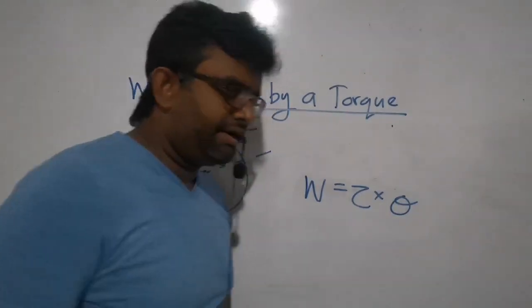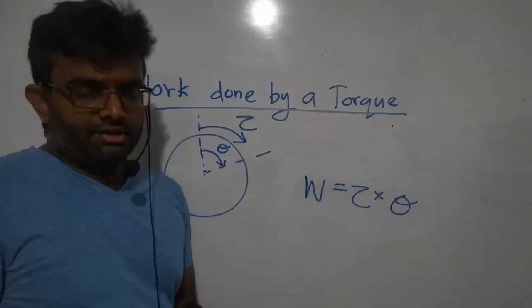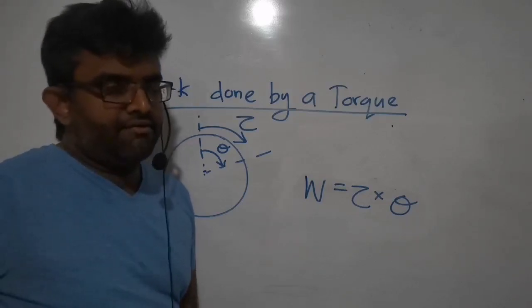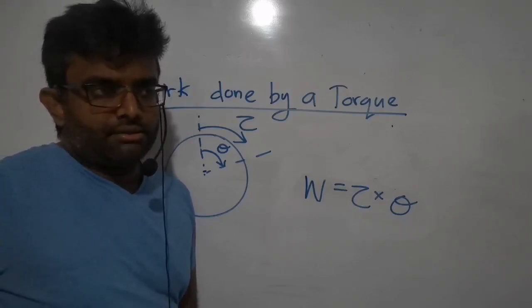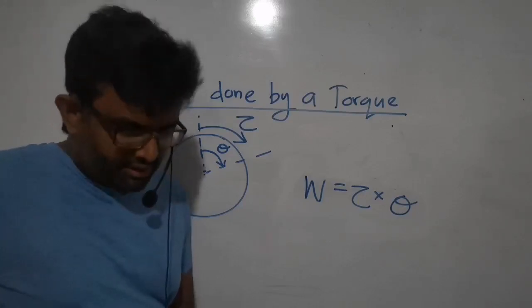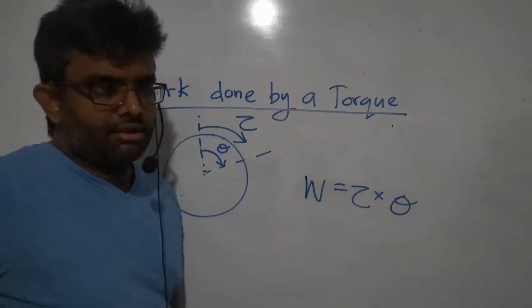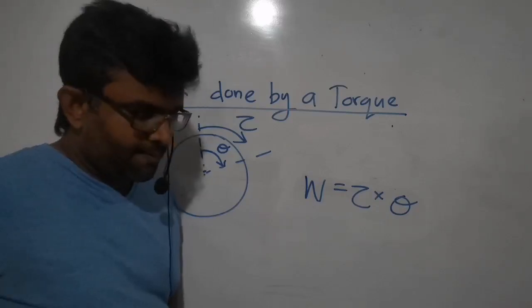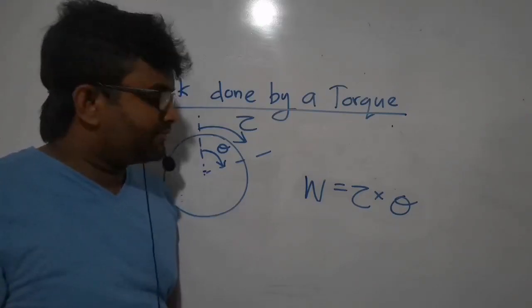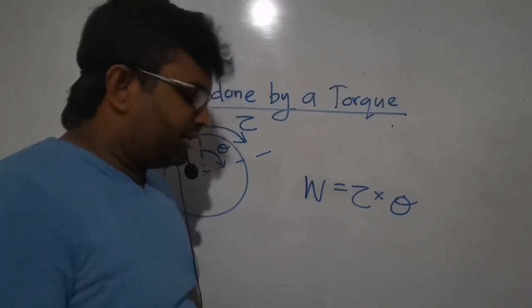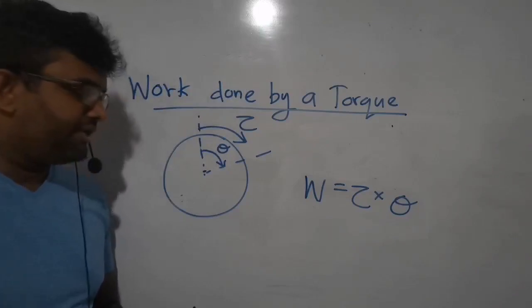Right, then write down the next line. We can derive an equation for the rate of doing work, power, within brackets P, as follows.